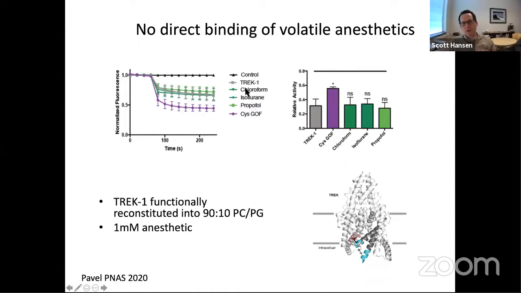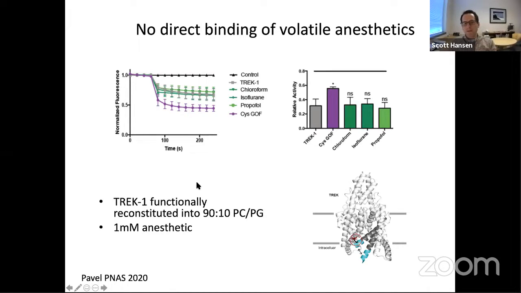And when we add propofol and we add chloroform, we see absolutely no additional activation. So the channel is halfway activated, and we cannot see additional activation. And we used a cis loop gain of function where we make a disulfide here and we trap it in the up state to get full activation. And we can show that the system is capable of more activation, and we just don't see it. So it's a negative result in the fact that we don't see activation, but this is a really important experiment.